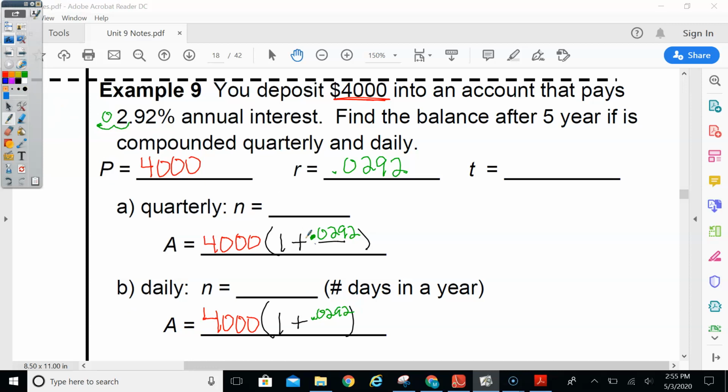And then we have N at the bottom. So N for quarterly. How many quarters are there in a year? There's 4 quarters in a year. So 4 is here. And it's the exponent as well. Daily, how many days are there in a year? Again, we're just going to use a regular year. It's not going to change it much if you do 366. 365 here and 365 here. And we want to know how much money is in there after 5 years. So our T is 5. So times 5 times 5.